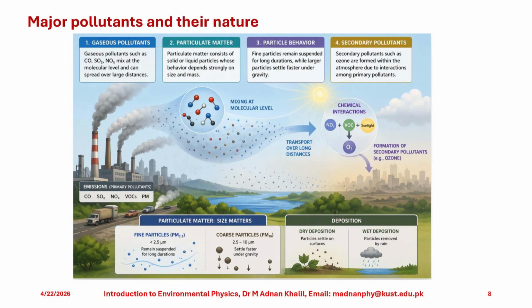This slide introduces the major categories of pollutants. Gaseous pollutants, such as carbon monoxide, sulfur dioxide, nitrogen oxides, and volatile organic compounds, mix at the molecular level. Particulate matter consists of solid or liquid particles. Fine particles remain suspended longer because gravity is less effective. Larger particles settle faster. Secondary pollutants, such as ozone, form due to atmospheric reactions.